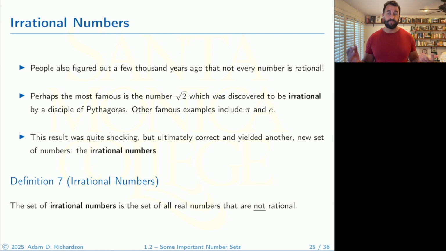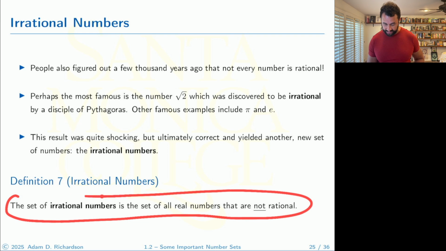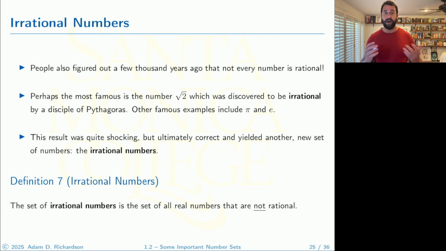And it was discovered by a disciple of Pythagoras to be irrational. Other famous examples of irrational numbers include pi and e, and phi is another one we'll see. And this result was actually really, really shocking. But it was ultimately correct, and it yielded another new set of numbers that are called the irrational numbers. So simply put, the set of irrational numbers is the set of all real numbers that are not rational. Not rational. That's pretty much it. So basically, if you're talking about real numbers, you've got rational numbers and not rational numbers, the irrationals.